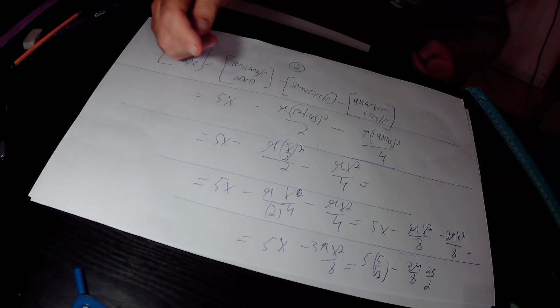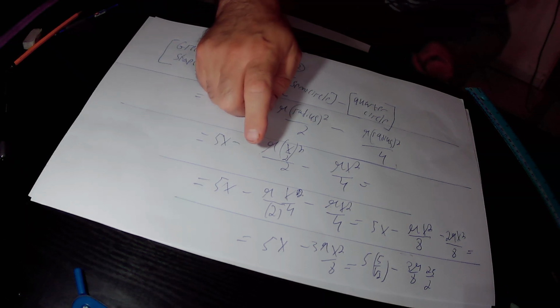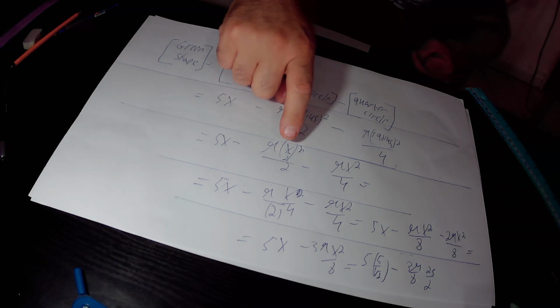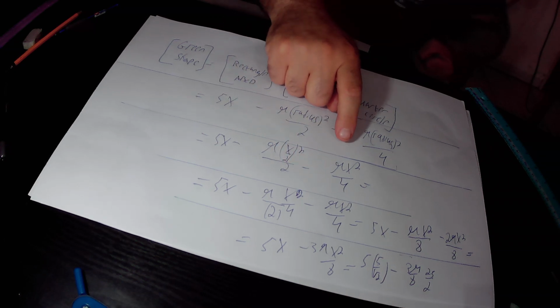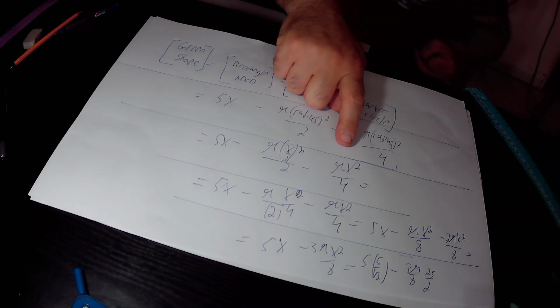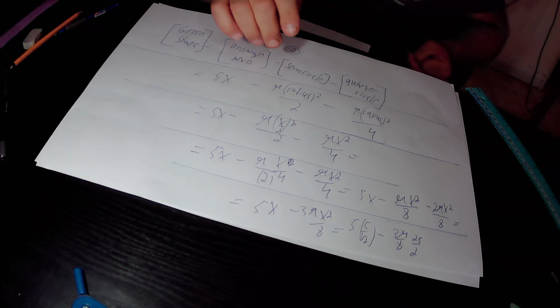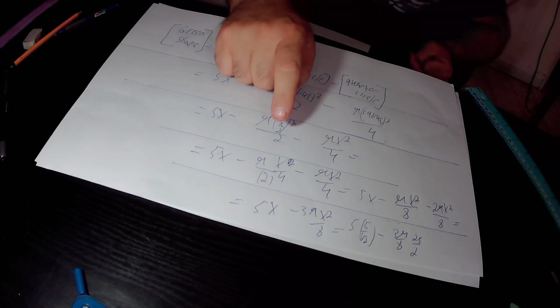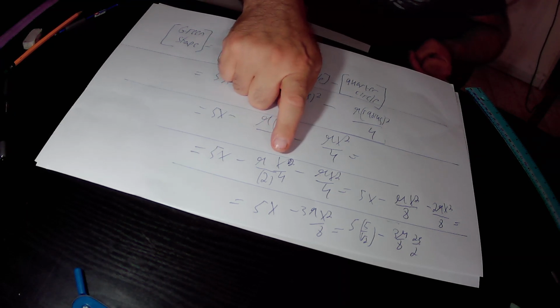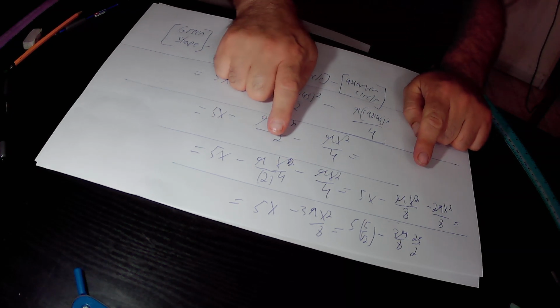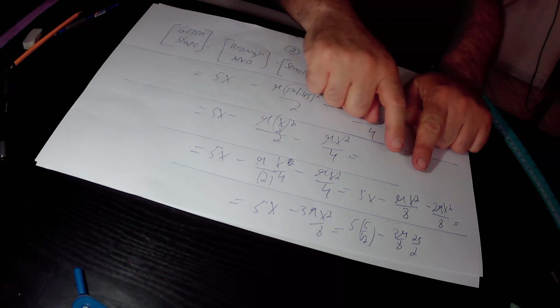So in total, the area of the green shape equals 5x. Here we open the brackets. x over 2 squared is x squared over 4. So in total, this expression equals pi x squared over 4 divided by 2, minus the area of the quarter circle, that is pi x squared over 4. So here we have pi x squared over 2 times 4, that is 8. So in total this expression equals pi x squared over 8.